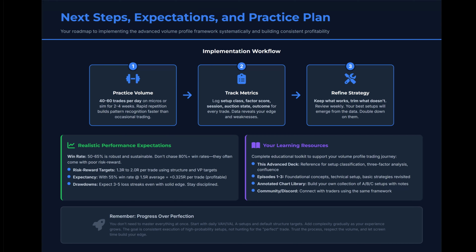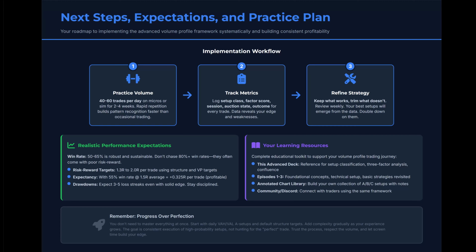Risk-reward targets, 1.3 R to 2.0 R per trade using structure and volume profile targets. This is realistic and achievable. Use the targeting hierarchy we covered earlier. Default to structure. If structure doesn't make sense, use the next VP level. If VP levels are unclear, use fixed 1.5 to 2 R. This keeps risk-reward discipline consistent across all trades.